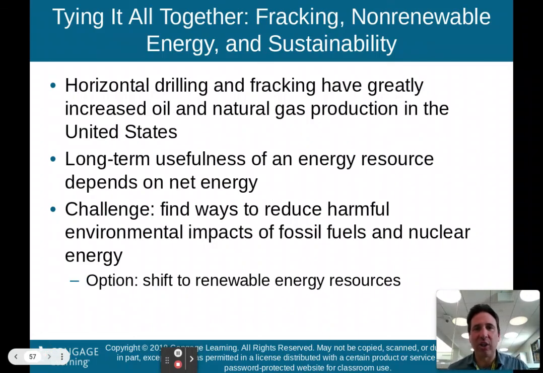So last one, tying it all together: fracking, non-renewable energy, and sustainability. Again, horizontal drilling and fracking have greatly increased oil and natural gas production in the U.S. Long-term usefulness of an energy resource depends on its net energy. Is it high or low? And what's our challenge? Find ways to reduce harmful environmental impacts of fossil fuels and nuclear energy. Option: shift to more renewable energy resources, and that's something we will talk about down the road.